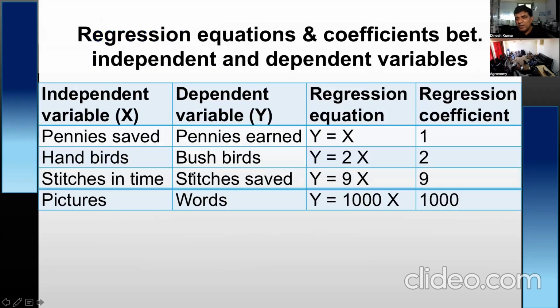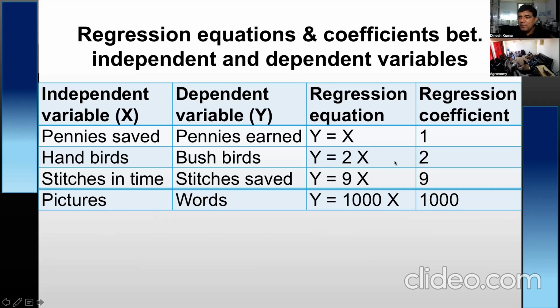You can put it in tabular form also. One is the independent variable, the other is the dependent variable. So 1 penny saved is 1 penny earned. So the regression coefficient will be 1. Y is equal to 1x. Then you have birds in your hand. Suppose you have 1 bird in your hand and 2 birds in the bush. Then the relation is y is equal to 2x. So the regression coefficient is 2.